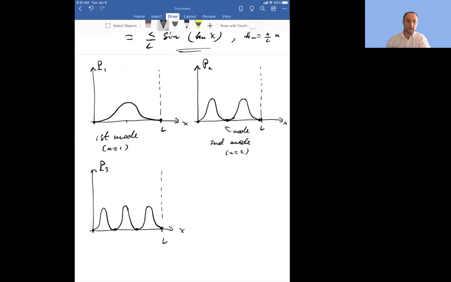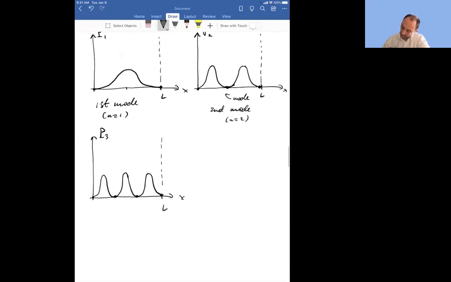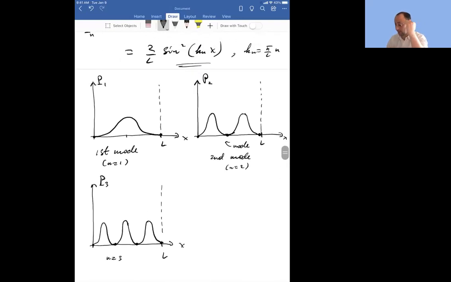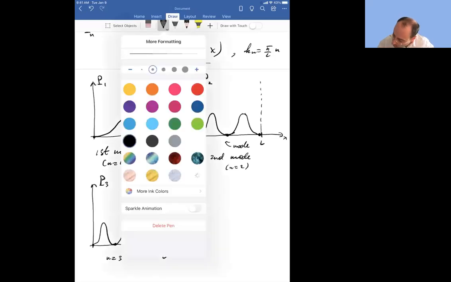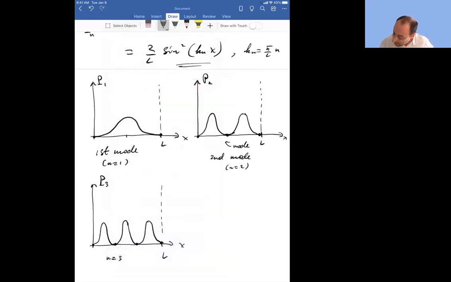Right? And so on. So this is n equals 3, and you have 2 nodes. And so this is very interesting. So this says if a particle has energy E1, then if you were to try to measure the position of that particle, you will get, first of all, the most likely position will be right in the middle of the box.